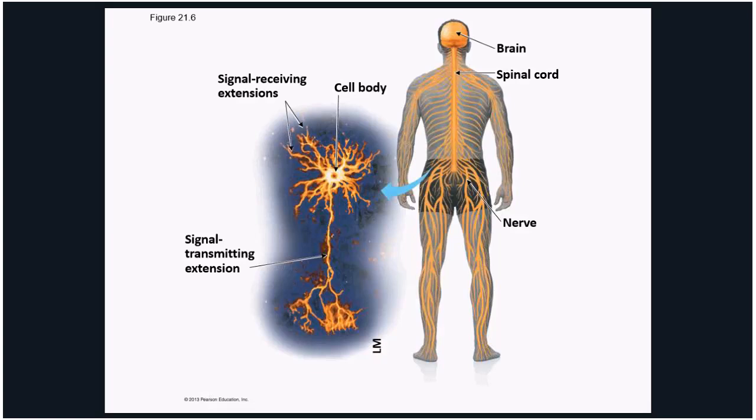And this is an example. This is a picture of a nerve cell right here, which is the basis of nervous tissue. A nerve cell is actually called a neuron.